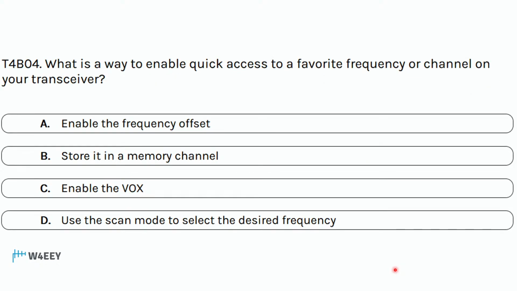And what is a way to enable quick access to a favorite frequency or channel on your transceiver? B, storing memory. Yeah, use the memory functions in your radio.